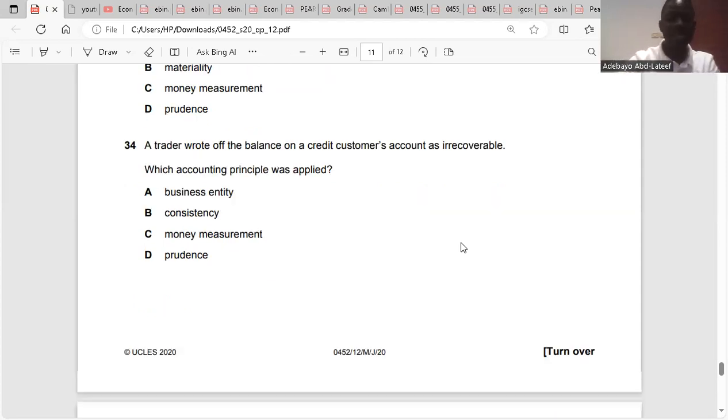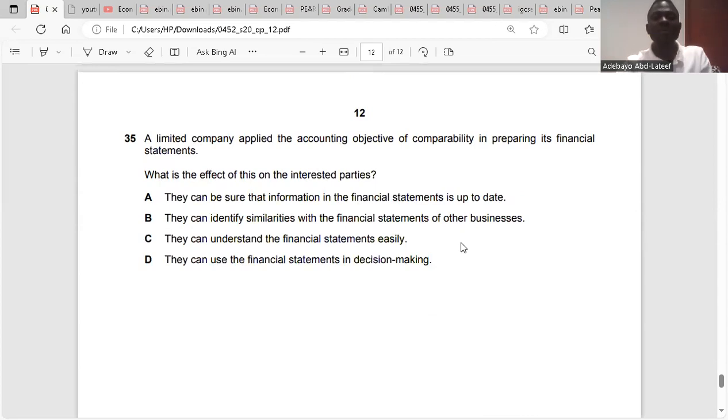And 35, the last one. A limited company applied the accounting objective of comparability in preparing its financial statement. What is the effect on the interested party? The principle of comparability means that you are able to compare your financial statement with those of your competitors. So the answer is B. So that ends paper 1, 2020 May, June.